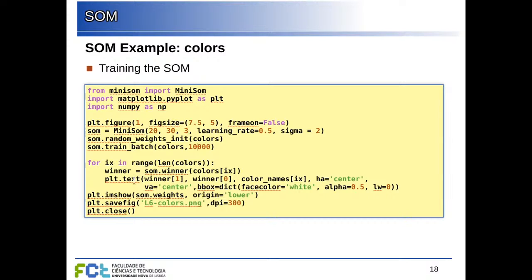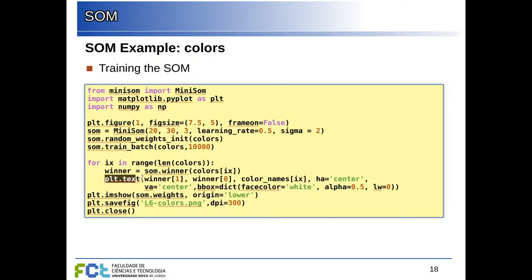And then we can plot the result by showing the image which is composed of the weights of the neurons. So we have these neurons, each neuron has 3 parameters, which are the 3 dimensions that we're using, and we can convert that into a color, because we have red, green, and blue for these 3 parameters.